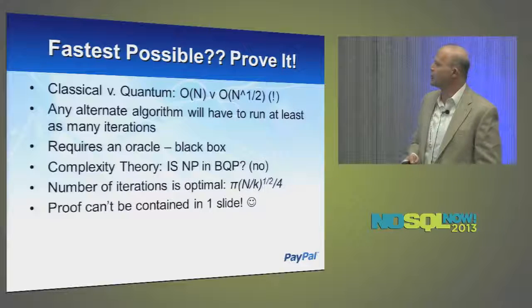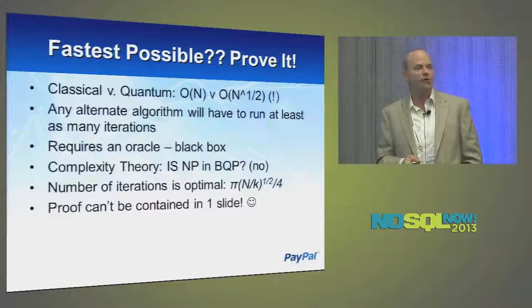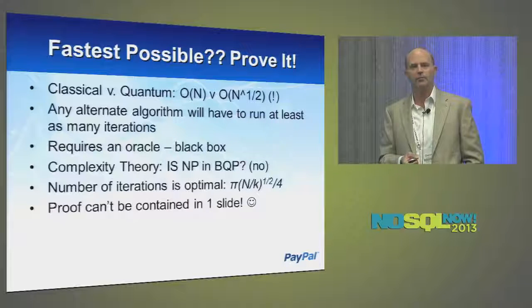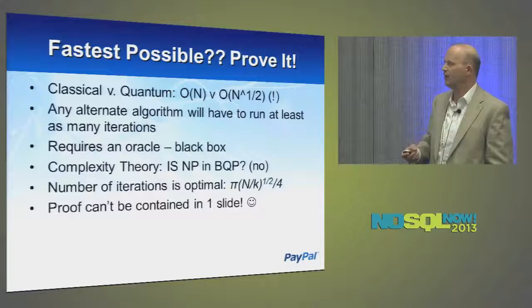The one thing about Grover's search is it does require an oracle, which is a black box. The black box really doesn't have any function. It doesn't change the quantum nature of the algorithm, but it is a required part of this, and people ask me about that.